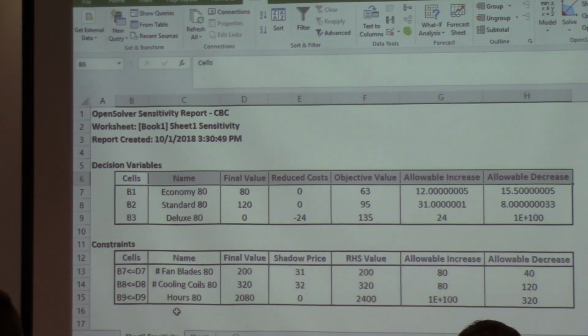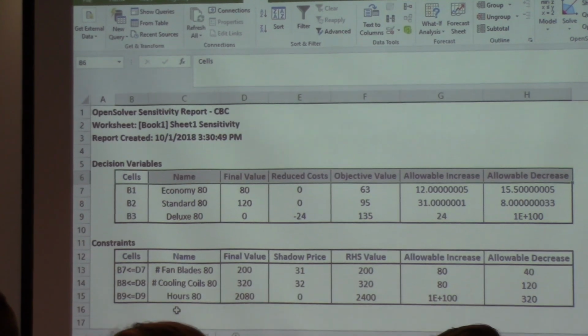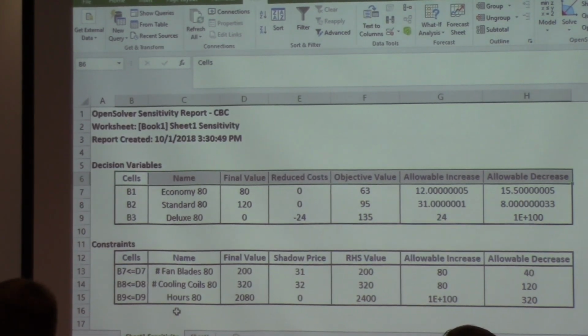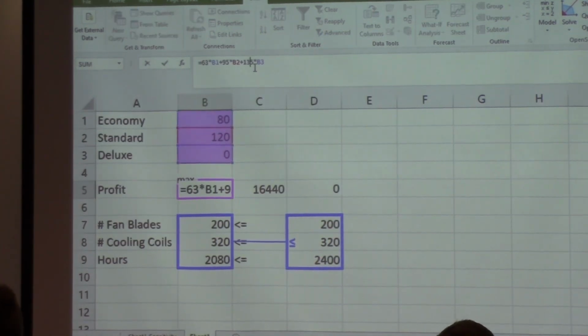Would it be at the 159 or above the 159? It'd be at the 159, right? That's when this becomes binding. Depending, and so you can always double check. Let's change it. That's the beauty of this, we can always experiment and find out.